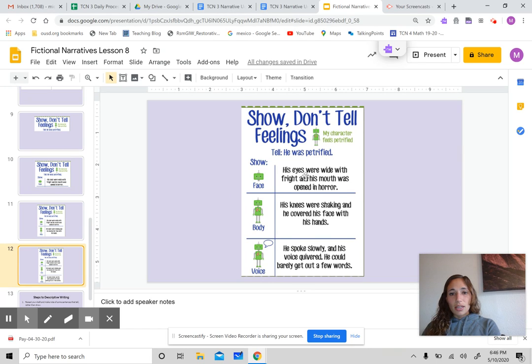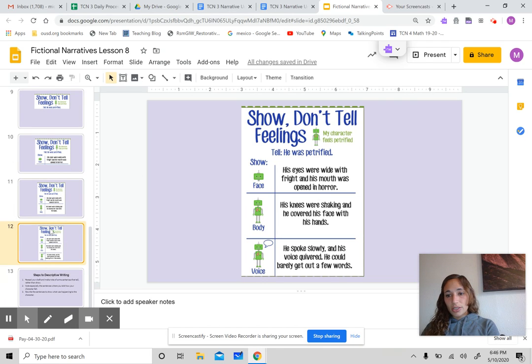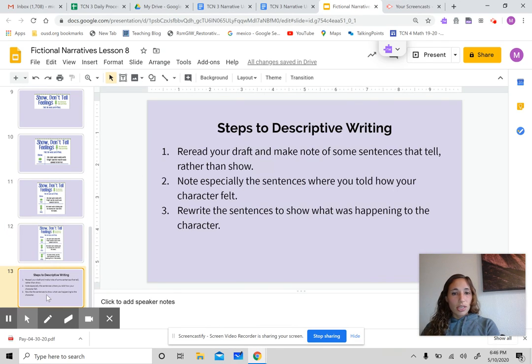That writing is a lot stronger than just saying how the character felt. So instead of telling, what this person did was show. So now it's your chance to try it on your own. Here are the steps to descriptive writing.